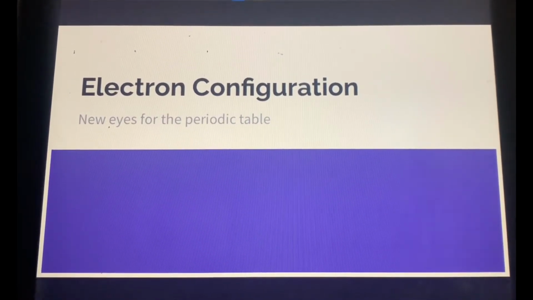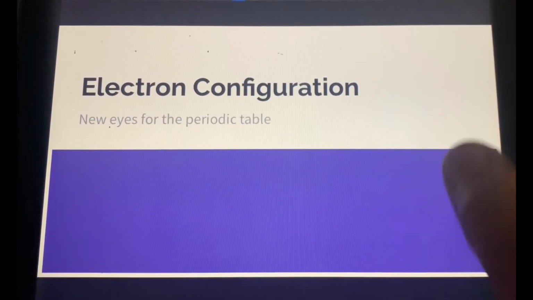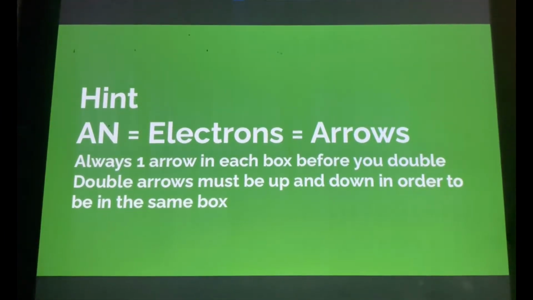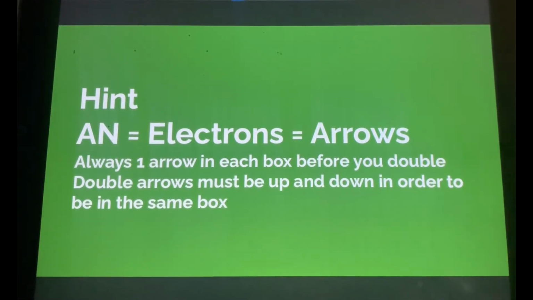Okay, electron configuration, there's more. So we're going to continue our practice, and we're going to be looking at a few new things today. A reminder that the atomic number equals your electrons, which equals your arrows. Always one arrow in each box before you double, and double arrows must be up and down in order to be in the same box. I also want to point out you always start with an up arrow. Always. It's just the way we do business.